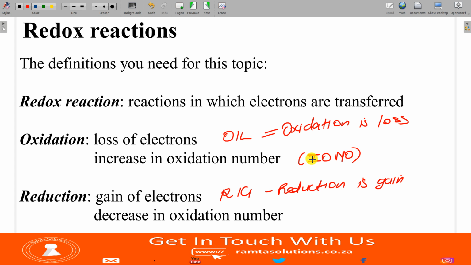So how I used to do it, I used to say, if I know oxidation, I know the opposite is a reduction. If it's not oxidation, the opposite is a reduction. So I didn't need a mnemonic for this.